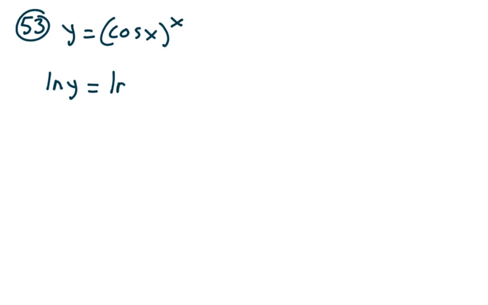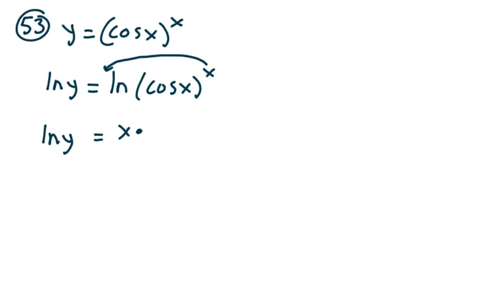53. Suppose y equals cosine x to the x. And I'm going to take the natural log of both sides. So natural log of y is the same as natural log of cosine x to the x. And I'm going to move the x out in front of the natural log. So natural log of y is x times natural log of cosine of x.